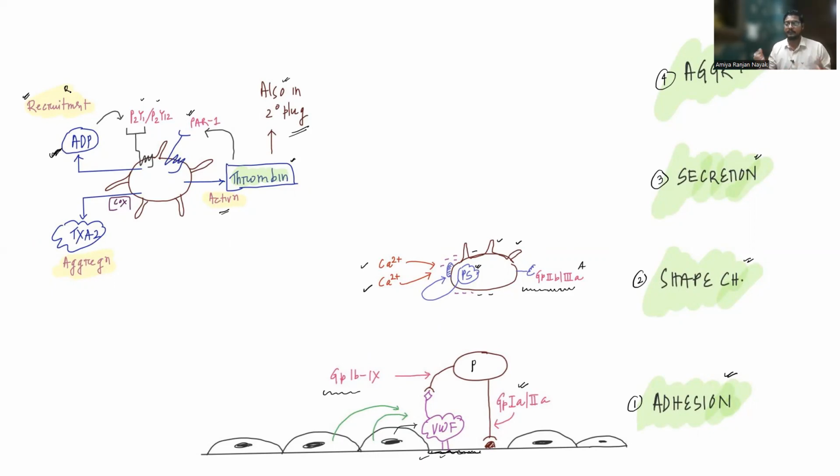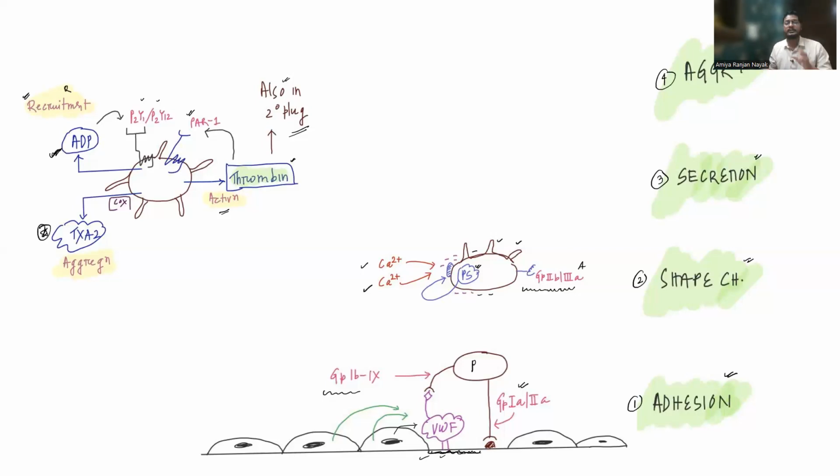Now, if a big number of platelets have come, they want to attach to each other. They want to aggregate so that they can make the plug. How will they aggregate? Who will activate this process of aggregation? One of the important factors is thromboxane A2.